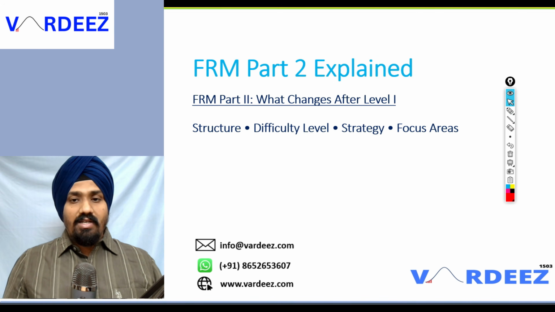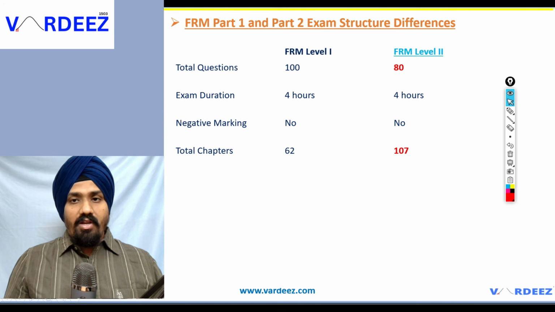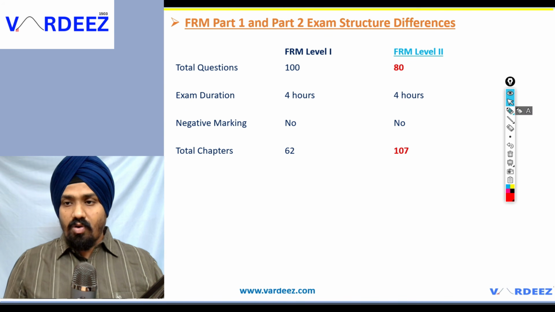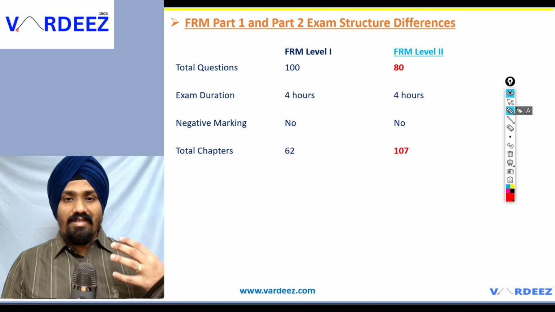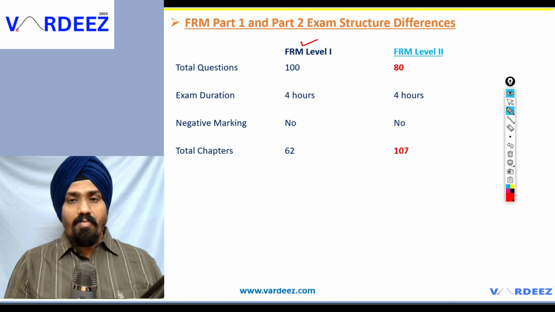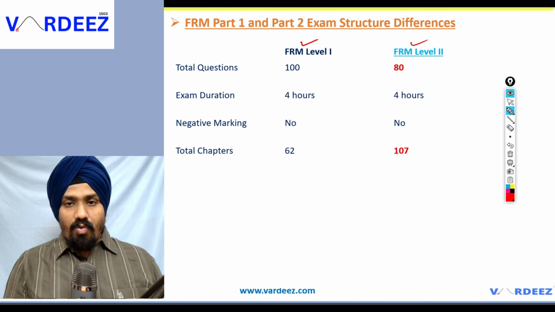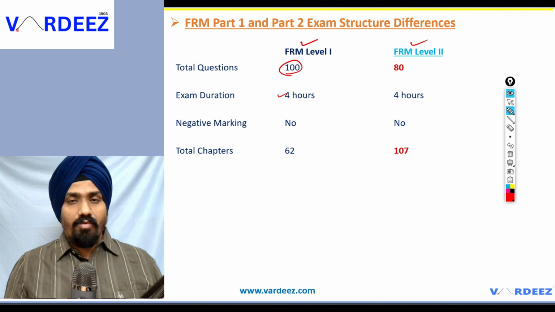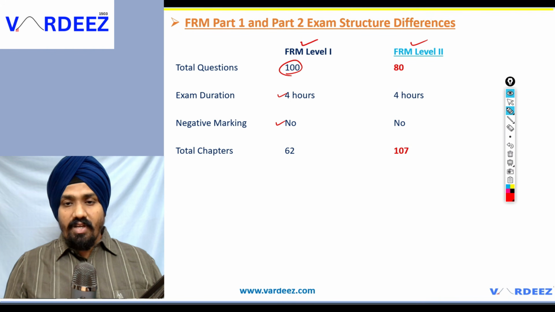All right, having said that, let's get right into it. Now, first off, I'm going to talk about the major difference in terms of the exam structure, comparing FRM Part 1 and FRM Part 2. So in FRM Level 1, we had 100 questions and 4 hours to complete our exam. There's no negative marking, and the total number of chapters that we had was 62.